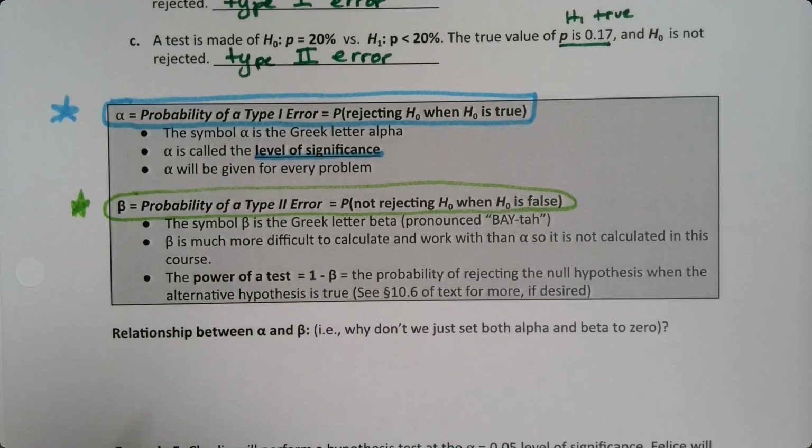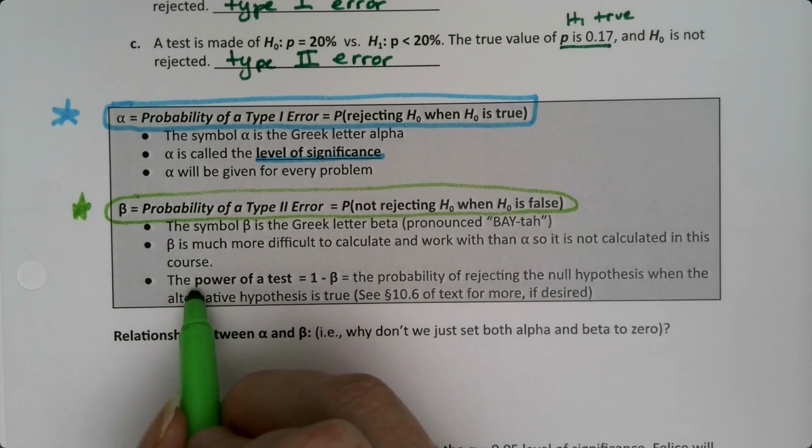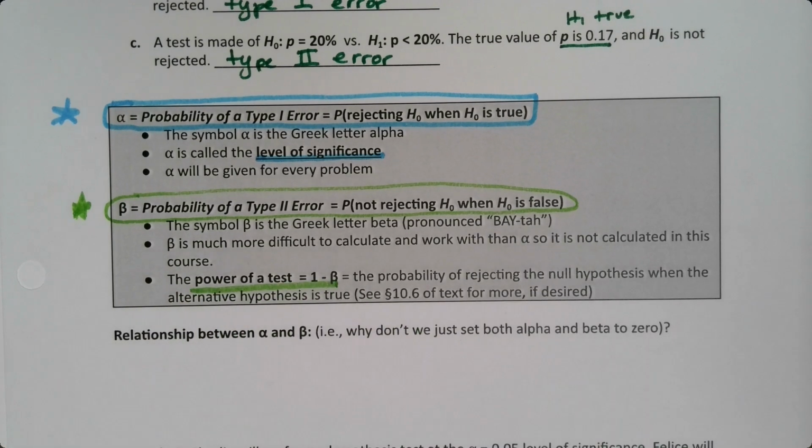And then beta is much, much more difficult to deal with than alpha. So we're not actually going to be working with it that much, other than to note this definition right here. The power of a test is called 1 minus beta. It's the probability of rejecting the null hypothesis if the alternative is true. If some course at some point wants you to know more about power, you can look up section 10.6 of the text and find out more.